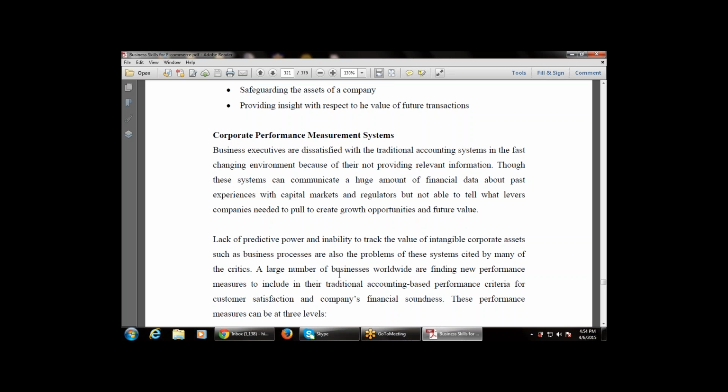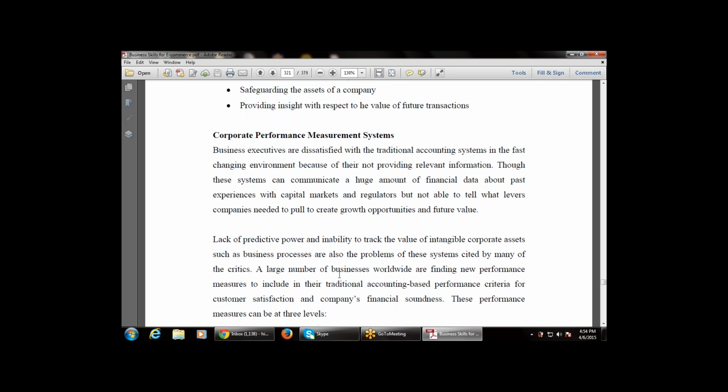A large number of businesses worldwide are finding new performance measures to include in their traditional accounting-based performance criteria, for customer satisfaction and company financial soundness. That is, most organizations are using this measurement system known as the corporate performance measurement system. Why? Its main role is to find out the performance criteria so that the customer will be satisfied and the liquidity of the companies also increases.